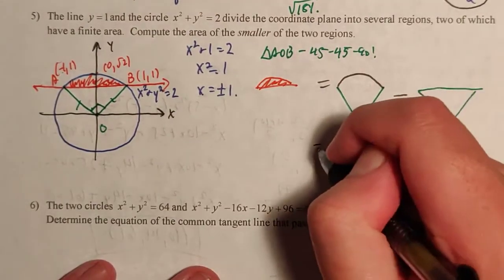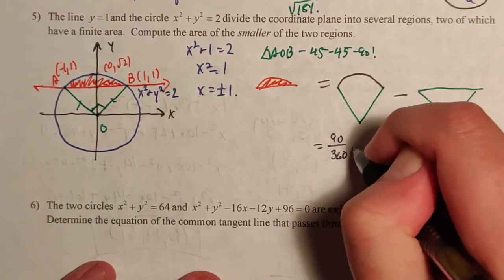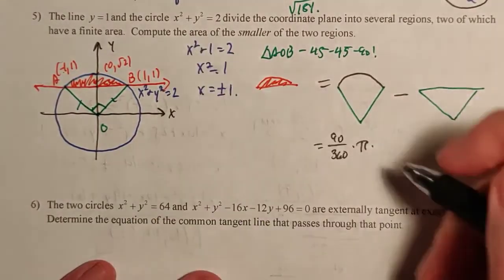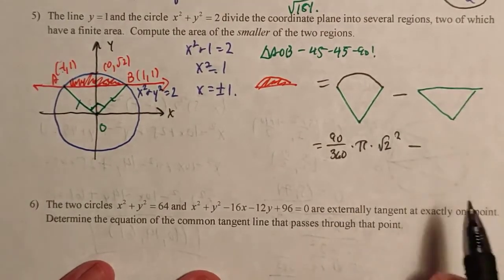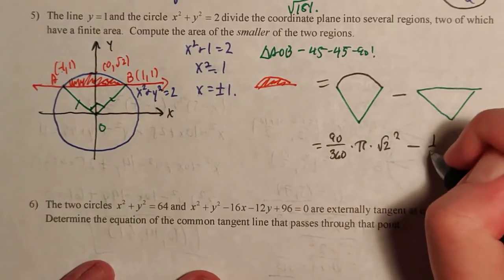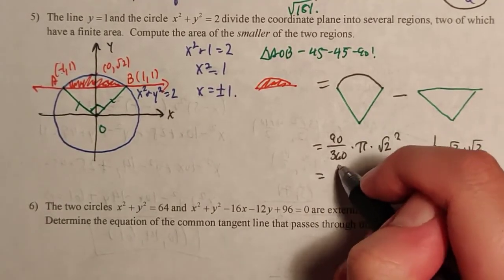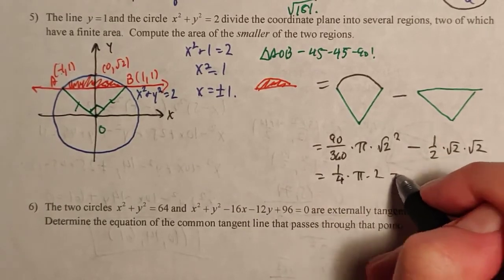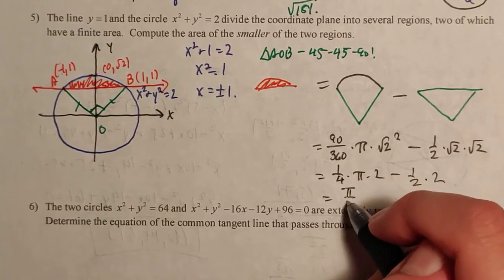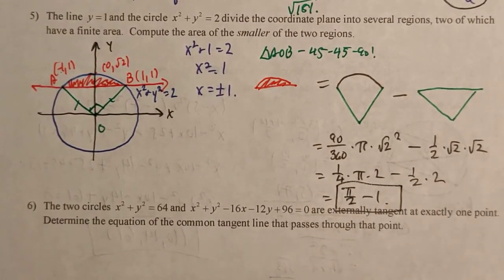This is a circle. It's a quarter of a circle, in fact, because that's 90 over 360. 90 over 360 times pi times the radius squared, and the radius we know is radical 2. And the area of this triangle, it's a 45, 45, 90 triangle, and the legs are radical 2, so it's going to be 1/2 times radical 2 times radical 2. So now it's just a matter of putting it all together. This is a quarter times pi times 2 minus 1/2 of 2. So we can put it all together, and we get pi over 2 minus 1. And that is the area of the smaller piece that we wanted.